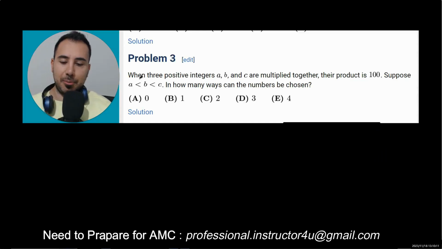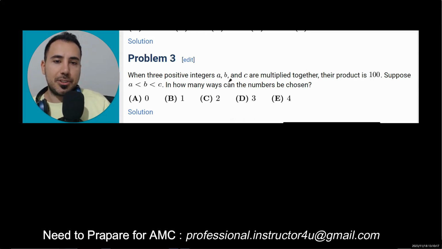Even though this is only problem 3, this one is a little tricky and it's quite possible that you make a mistake. When 3 positive integers a, b, and c are multiplied together, their product is 100. Suppose a is smaller than b is smaller than c. In how many ways can the numbers be chosen? When it says it like this, that means a and b cannot be equal. So for example, you can't write 4, 5, 5. This doesn't work.